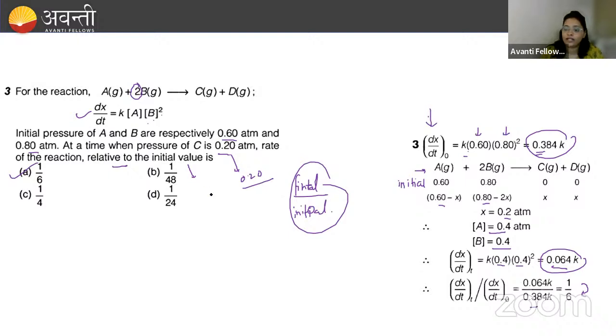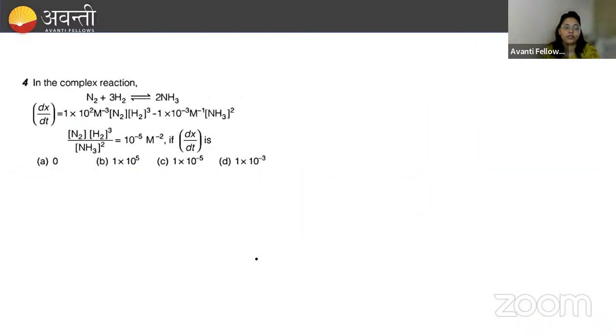So we have calculated the rate, and this rate will be how much relative to the initial rate? The initial rate was 0.384, we have taken 0.064, we have calculated this. So by doing a simple ratio calculation, you are getting 1/6. Okay, answer A is our correct answer here. Any doubt in this? Okay, let's move on to the next problem.